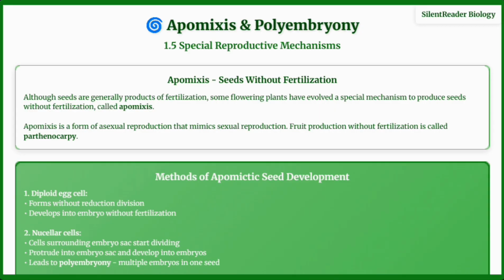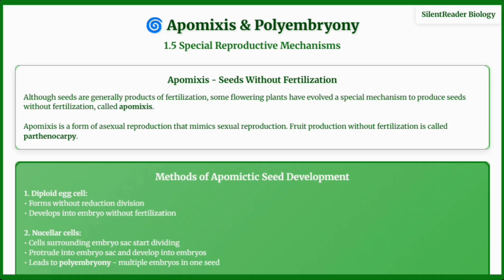More commonly, as in many citrus and mango varieties, some nucellar cells surrounding the embryo sac start dividing, protrude into the embryo sac, and develop into embryos. This leads to polyembryony, the occurrence of more than one embryo in a seed.